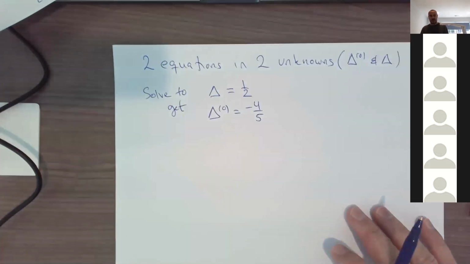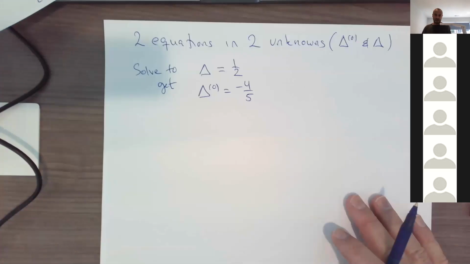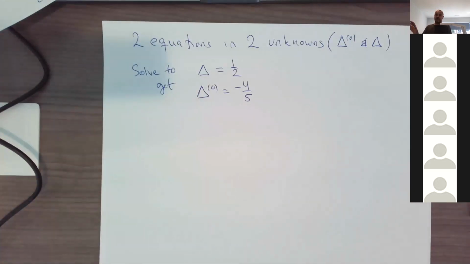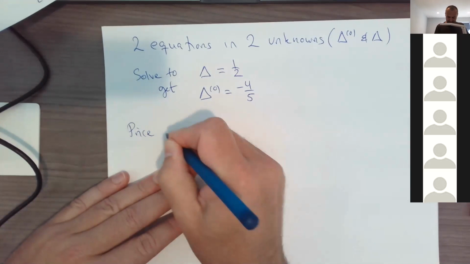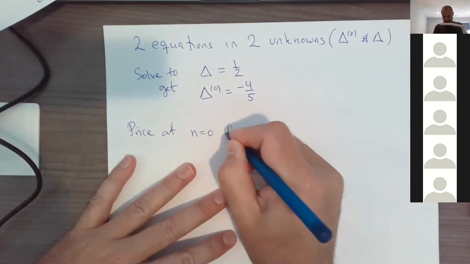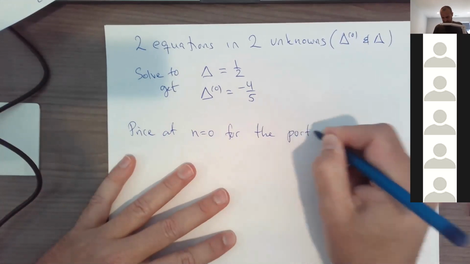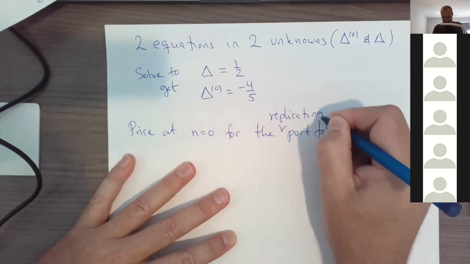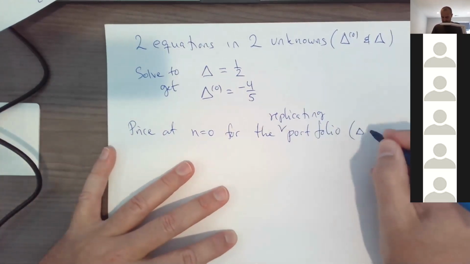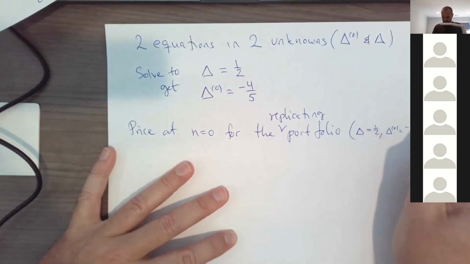Okay, so we got down to how to break the smoothie into its components, how to break the derivative into its two components. And so now I know how many stocks to buy and how many bank account units to buy in order to create this payoff. Okay, so what is the price of that portfolio? The price at time 0 for the replicating portfolio, this is delta half, delta 0 minus 4 over 5.